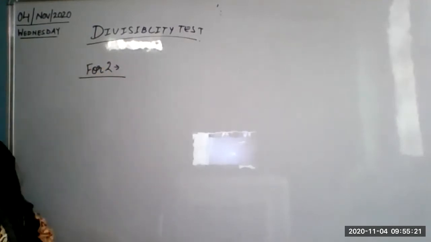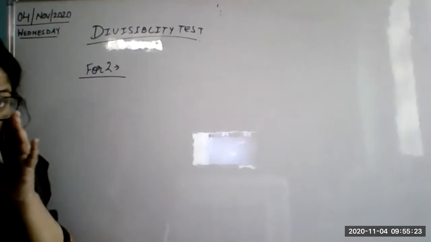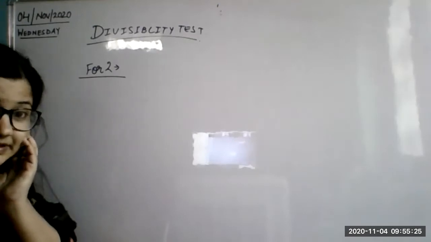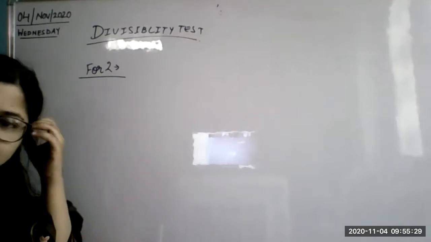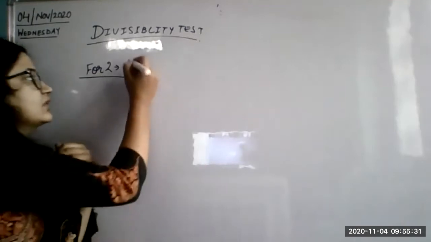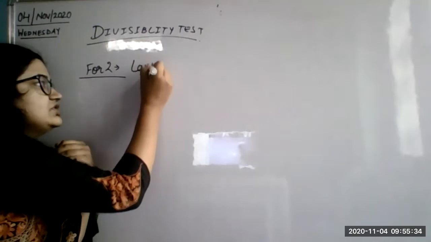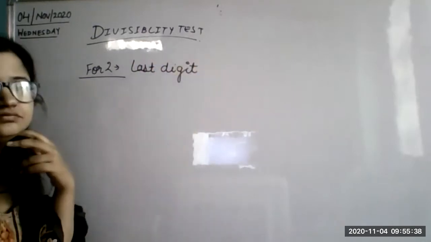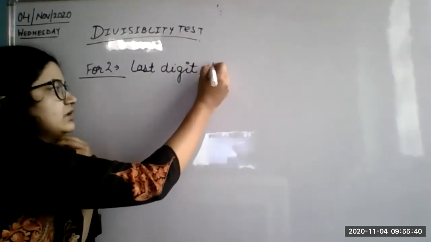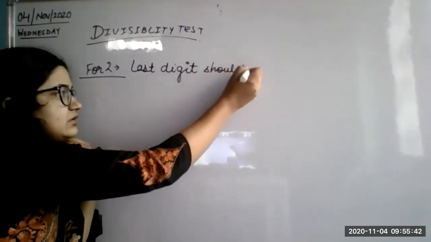Ma'am, the last digit. Tell me like that only. What is the divisibility test for 2? Ma'am, we will see the last digit of that number. The last digit of that number should be what? Ma'am, should be even. Okay, good.